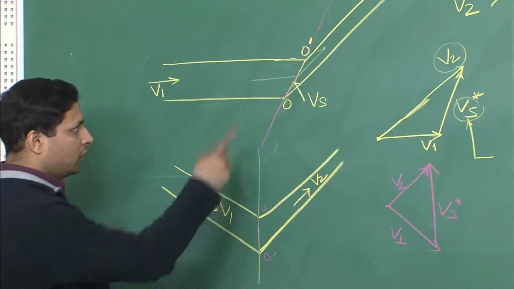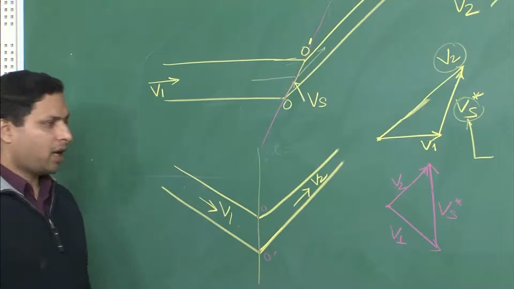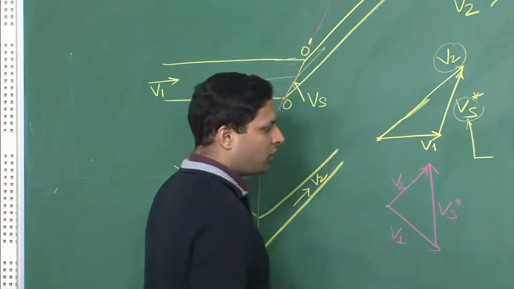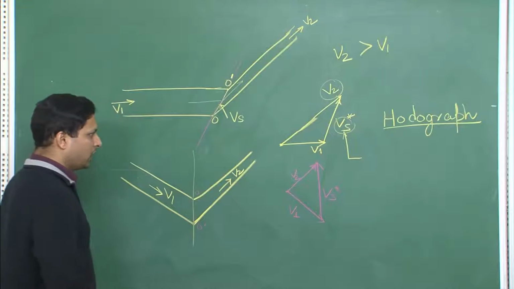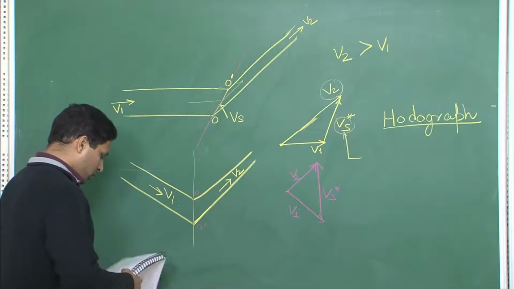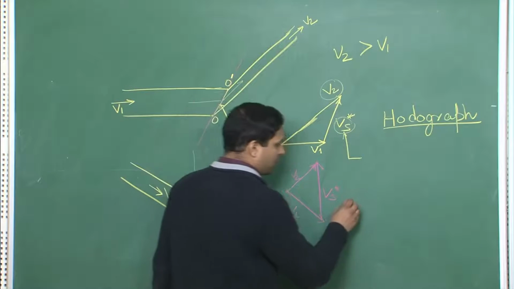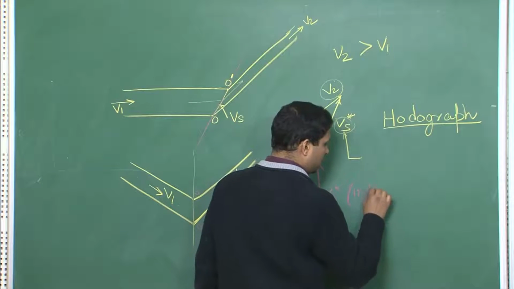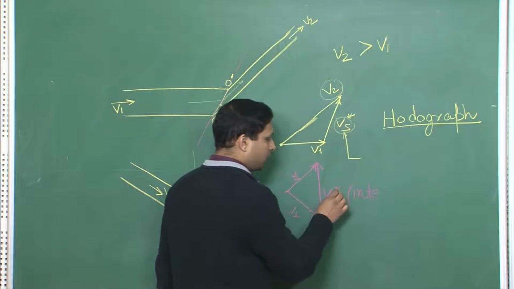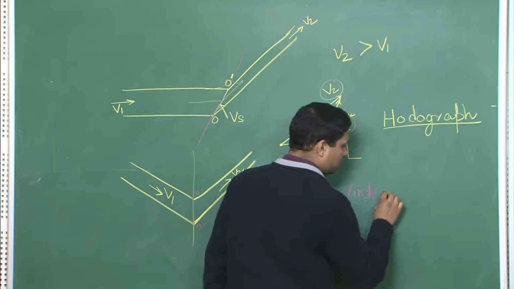So you see I have drawn two different cases and I have been able to draw the hodograph for both of them. So that is the way to go about drawing the hodograph, and like I said, Vs represents internal shearing and now it is represented by this star.